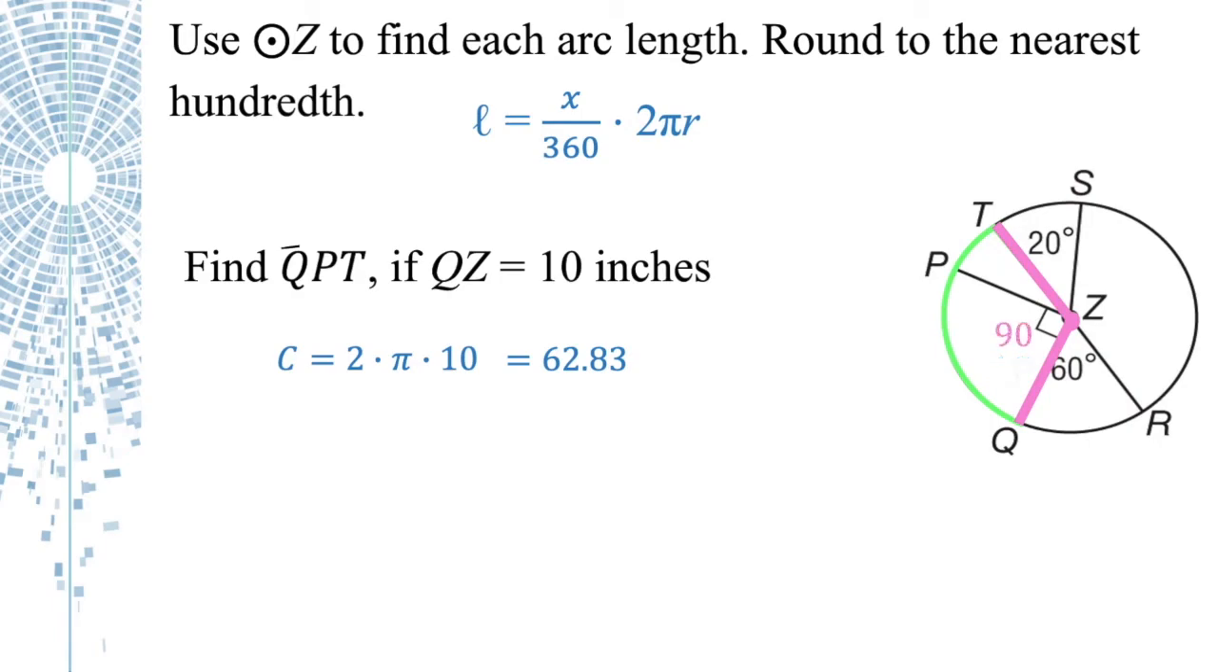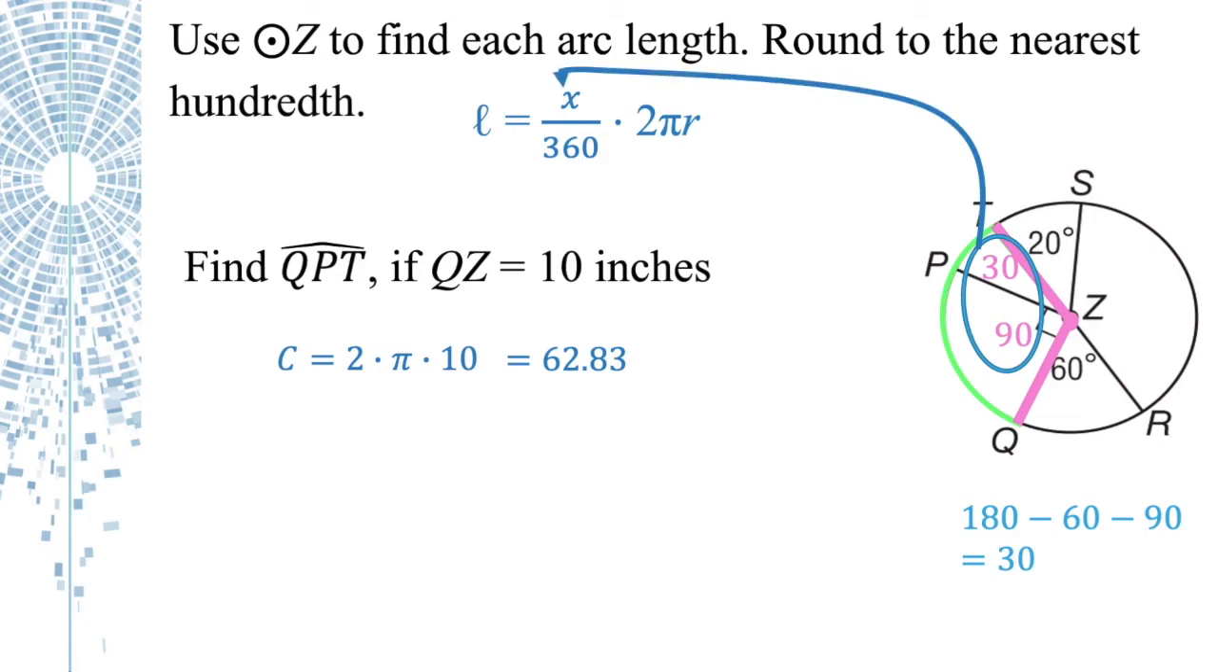Now, to find the measure of the arc length, I need to find the measure of its central angle. I know part of it is 90, but what's this other missing part here? Well, that other missing part is part of a semicircle. So I can take 180 minus 60 minus 90, and I know that missing angle is 30 degrees. So our central angle is now 30 plus 90, which is 120. That goes at the beginning part of the formula. So the length equals 120 over 360 times 62.83. Plug all that into the calculator, and you know that the length of arc QPT is 20.94.